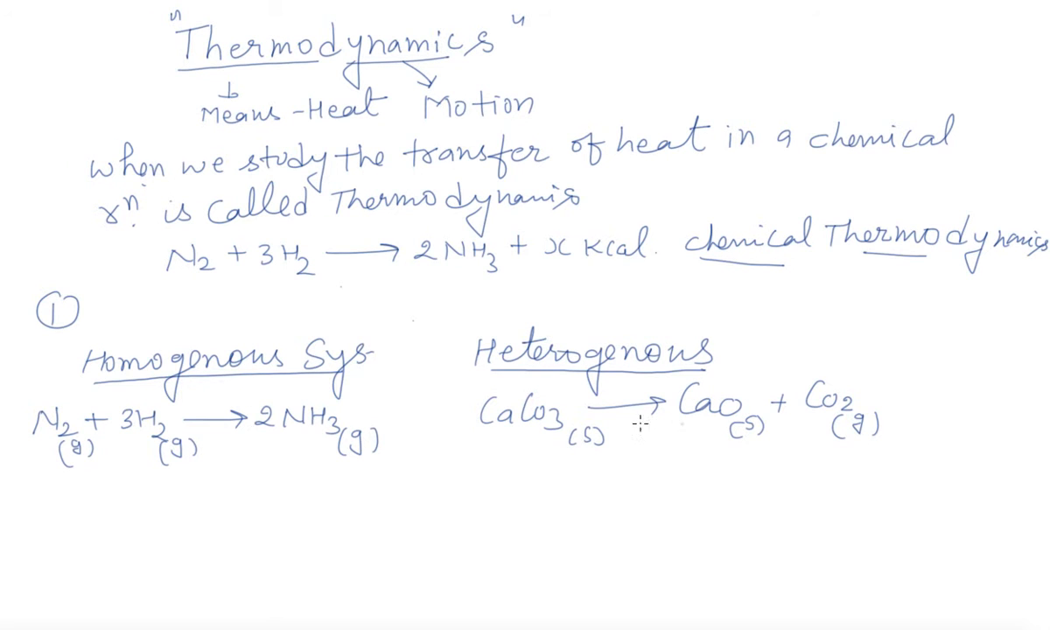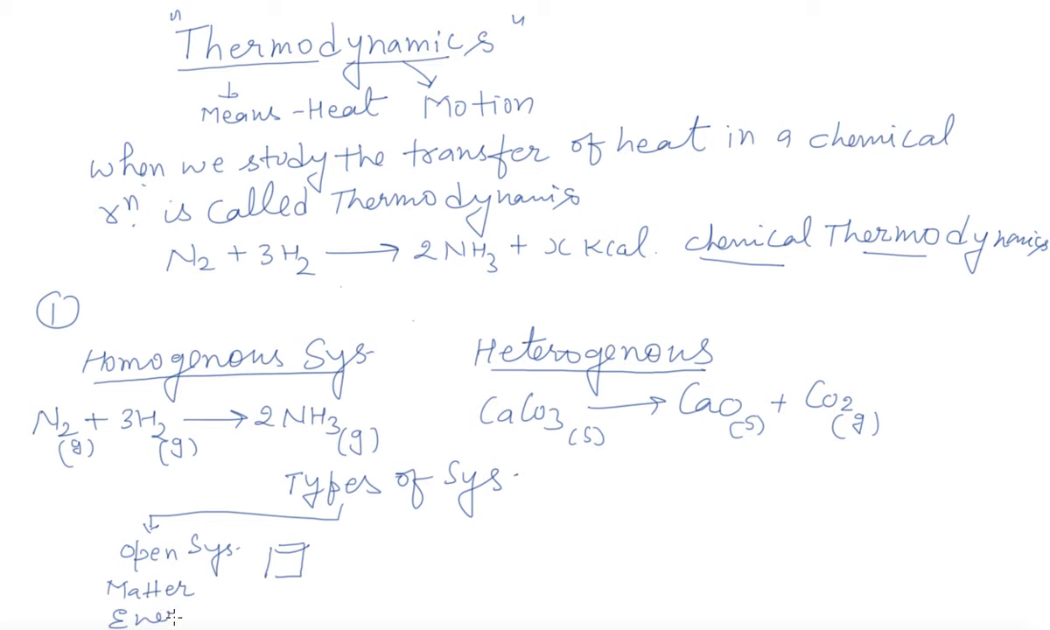Then we will discuss the types of systems in thermodynamics. Number one is the open system. For an open system, we can take the example of tea placed in an open cup. Whenever tea is placed in an open vessel, matter can be transferred and energy can also be transferred.